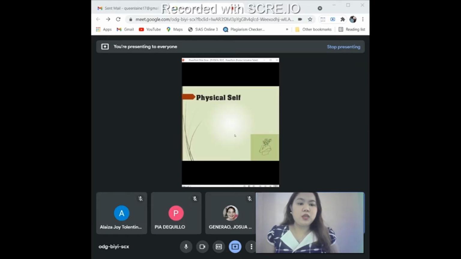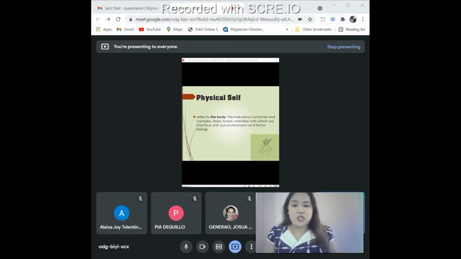So when we say physical self, this refers to the body, this marvelous container and complex, finely tuned machine with which we interface with our environment and fellow beings. So, when we say physical self, this refers to our body. These are made of organs, as we all know. This physical structure of an organism, whether living or dead, is the thing that we use to interact with other persons and our environment, where we are gaining our experiences and knowledge. That is the discussion that we had before, during the great philosophers and their ideas, that a human can learn from his or her own experience based on their connections with his or her senses.